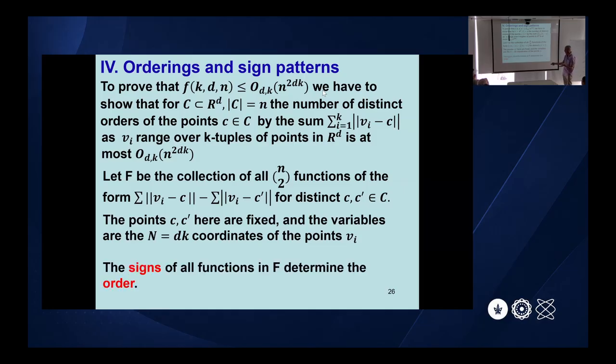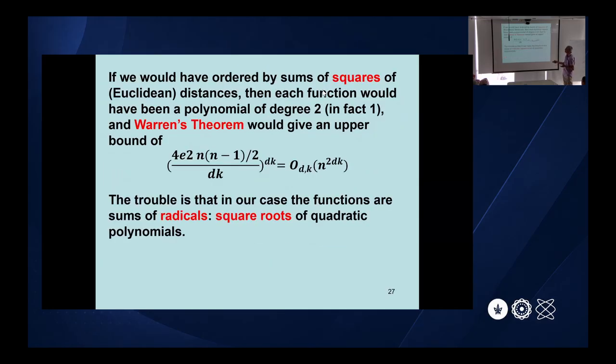Now, what I said is that the sign of them determines the order. So if we would have ordered by sums of squares of distances instead of sum of squares, then everything would be fine. This would be polynomials. Right? Squares of Euclidean distances are polynomials. It would be quadratic polynomials.